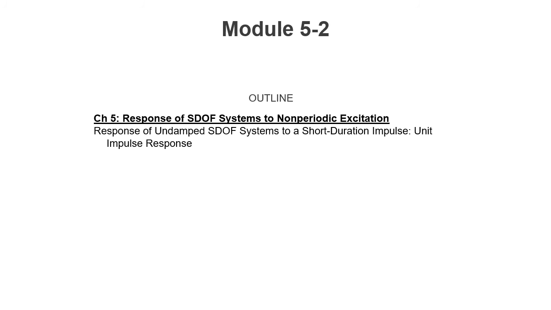So the next section here, we're going to have Module 5.2. In this section, we're going to look at the response of an undamped single degree of freedom system to a short duration impulse, or a unit impulse response.